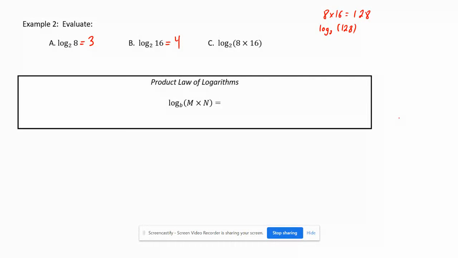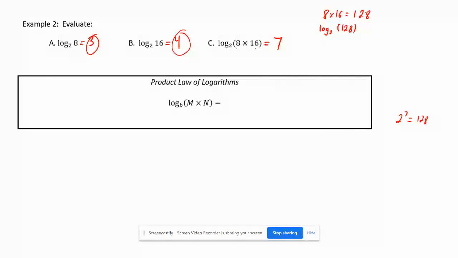Well, off to the side here, guys, 2 to the 7th equals 128. Therefore, log base 2 of 128 should be 7. So the pattern we're looking for here is, well, log base 2 of 8, this part corresponds to this 3. Log base 2 of 16, this part is 4. Well, how do we get the number 7 from 3 and 4? Well, we add them.